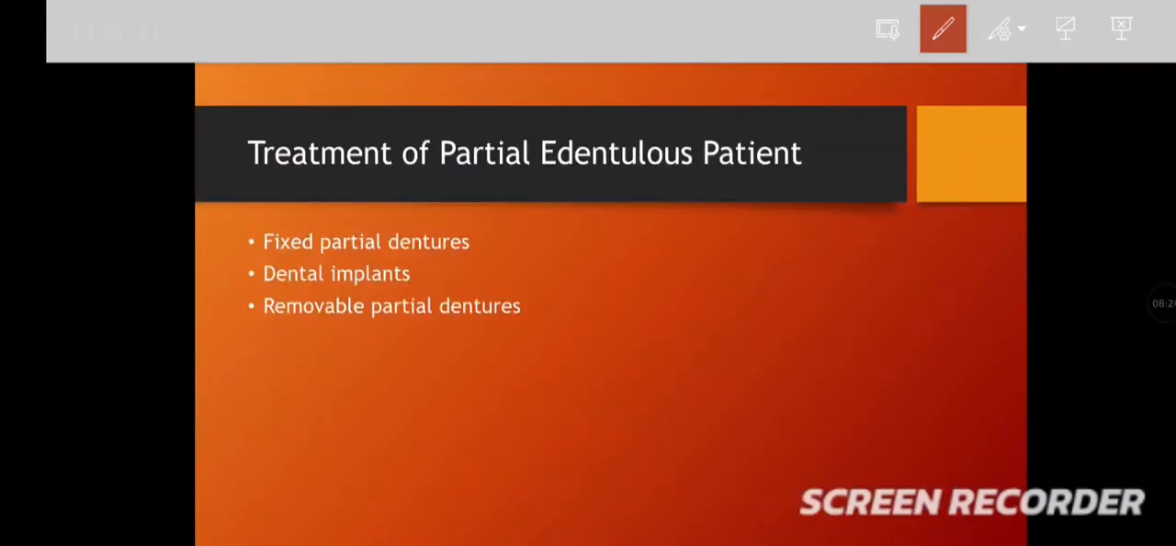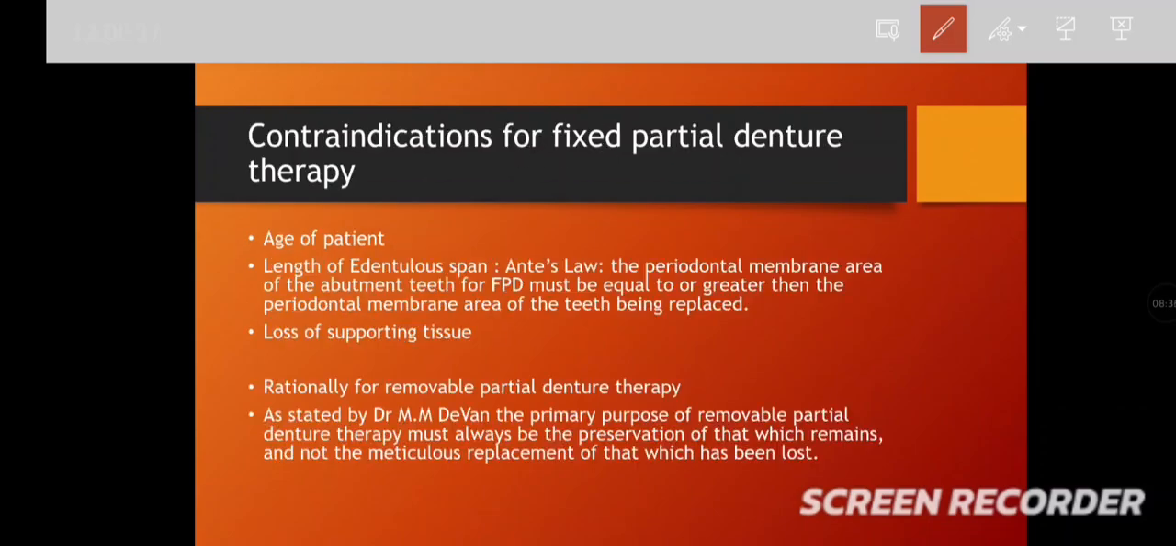Now, what all will be the treatment option for partial edentulous patient? Either we can give them fixed partial denture or dental implants or removable partial denture. What are the contraindications for fixed partial denture therapy? There is age of the patient. That is, in young patients, they have large pulp horns. So we avoid fixed partial denture because we can't do the tooth preparation in them.